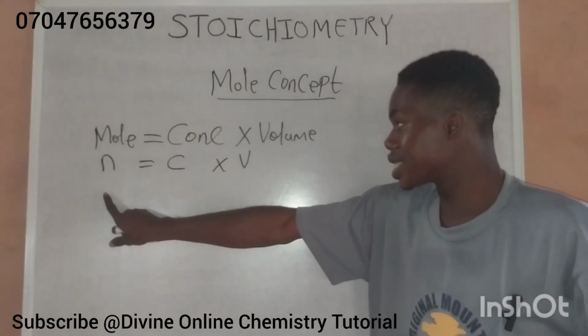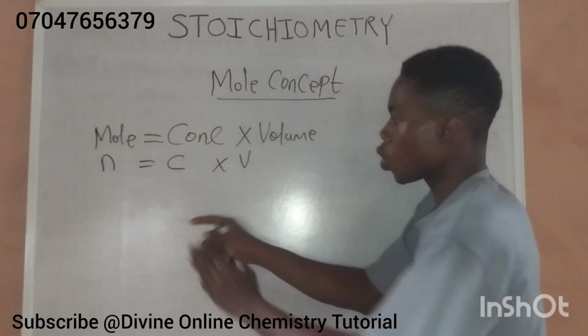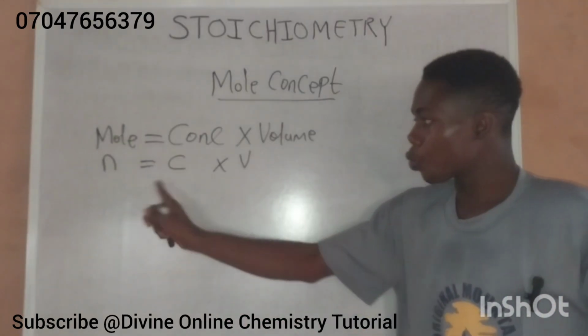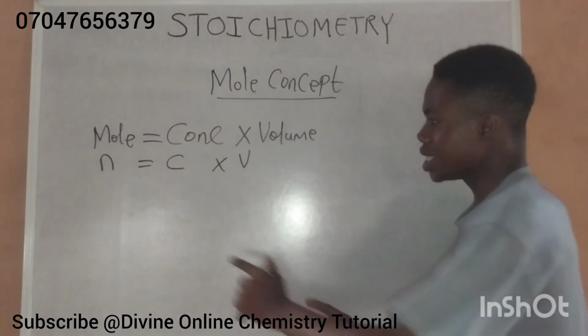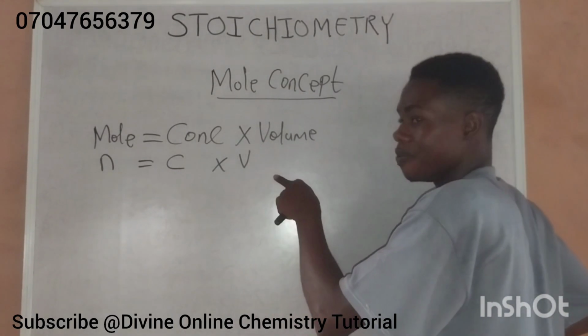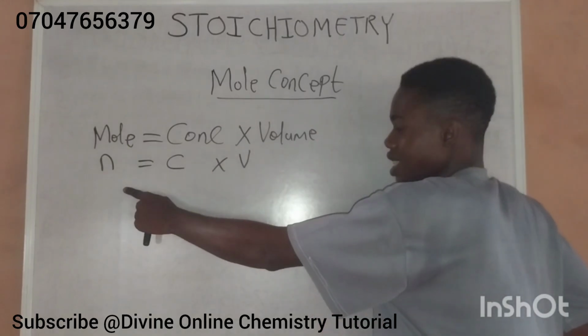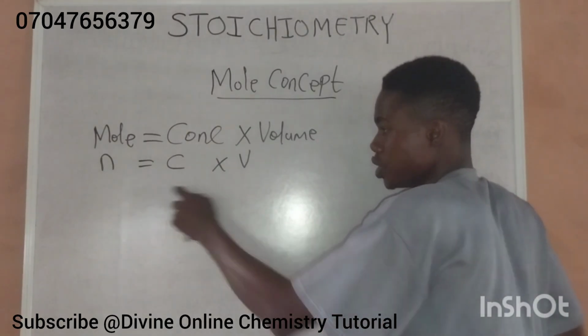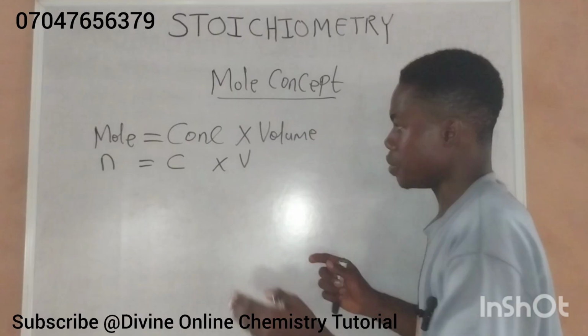Are you seeing it now? So please take note of this. In case you are asked to find the number of mole when you are given concentration and volume, this is the equation to use. N equals C times V, where N is the number of mole. The unit is mole, which I gave earlier on.